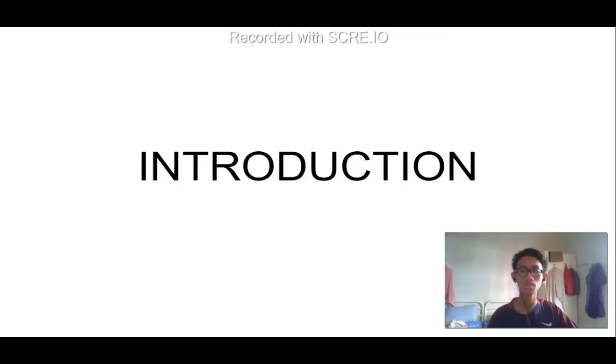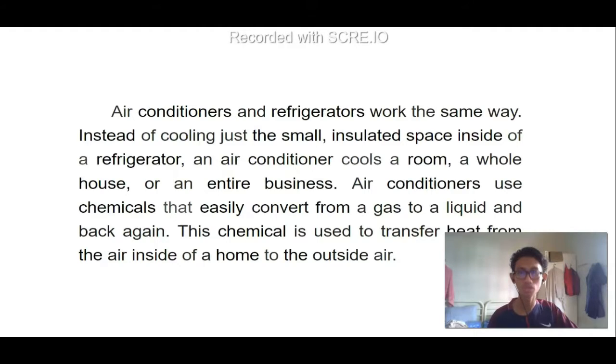I will talk about the introduction and the objective. But first, we look at the introduction. Air conditioners and refrigerators work the same way. Instead of cooling just the small, insulated space inside of a refrigerator, an air conditioner cools a room, a whole house, and an entire business.